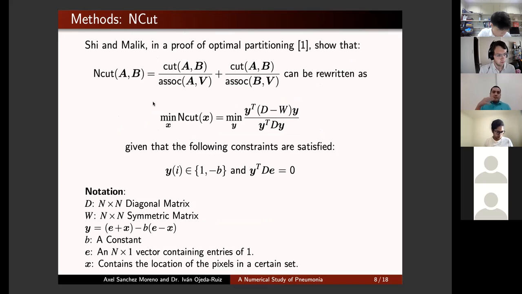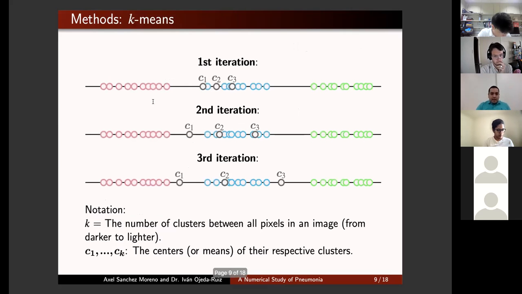Now, when it comes to segmentation, we try to differentiate which pixels we're looking at are pneumonia and which are not. When it comes to NCUT, you can obviously see that we're doing a lot of slicing and dicing. But when it comes to K-means, we're talking a different story.